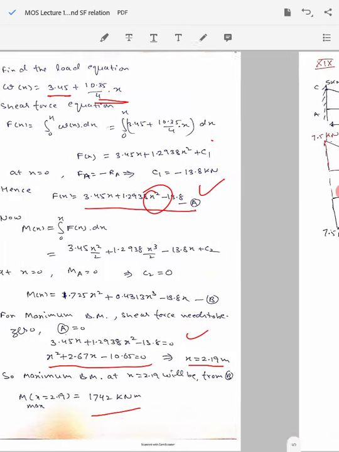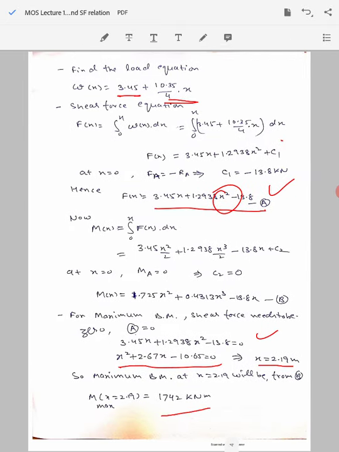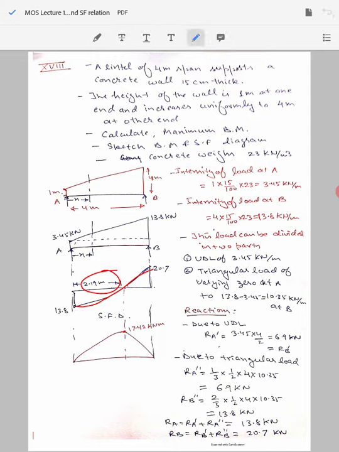And the next is the bending moment. By this bending moment equation which we have obtained, if we substitute different values of x from 0 to 4 meter, you will get the bending moment, and it is a cubic parabola here. So this is the shape of that. It is a cubic parabola which we obtained, with a maximum value of 17.42 kilonewton meter at a distance of 2.19 meter from the edge A.